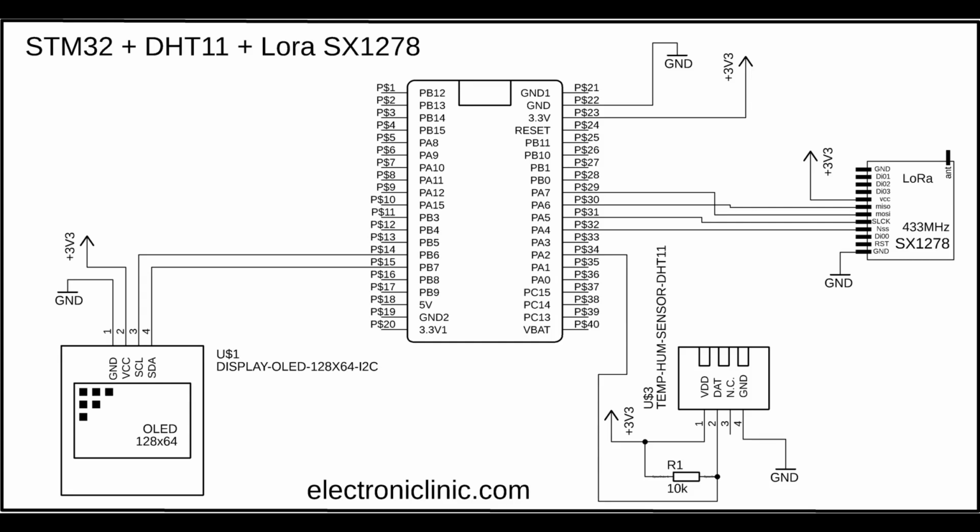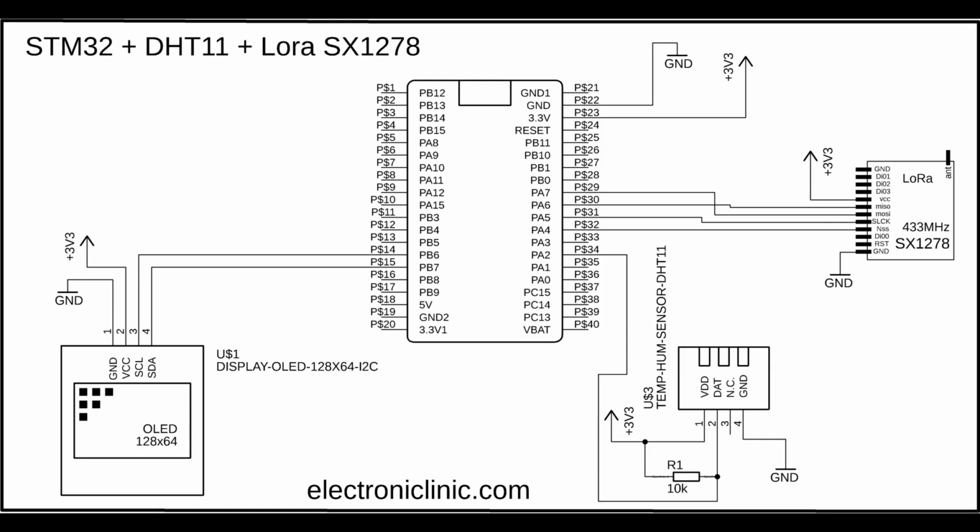This time I added the 433 MHz LoRa SX1278 with the STM32. The VCC and ground pins of the LoRa module are connected with the 3.3 volt and ground pins of the STM32 microcontroller board. MISO pin is connected with PA6, MOSI pin is connected with PA7, SCLK pin is connected with PA5, and the NSS pin is connected with PA4 pin of the STM32 microcontroller board. So that's all about the transmitter side circuit diagram.